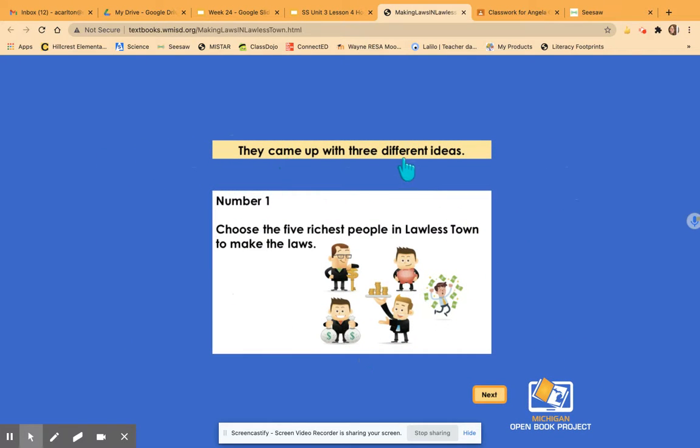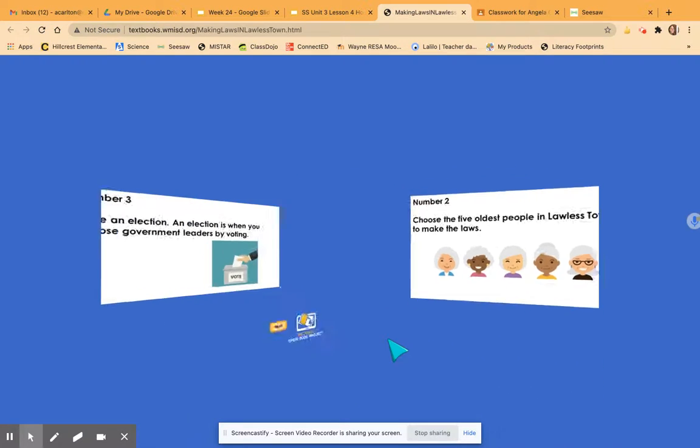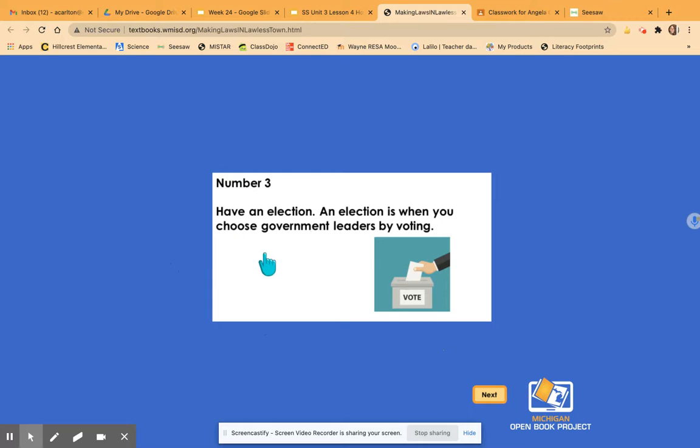They came up with 3 different ideas. The first idea is choose the 5 richest people in Lawless Town to make laws. Would that be fair? Or the second choice, choose 5 oldest people in Lawless Town to make the laws. Would that be fair? Or number 3, have an election. An election is when you choose government leaders by voting. So which one do you think is the fairest or best way to pick those 5 people?